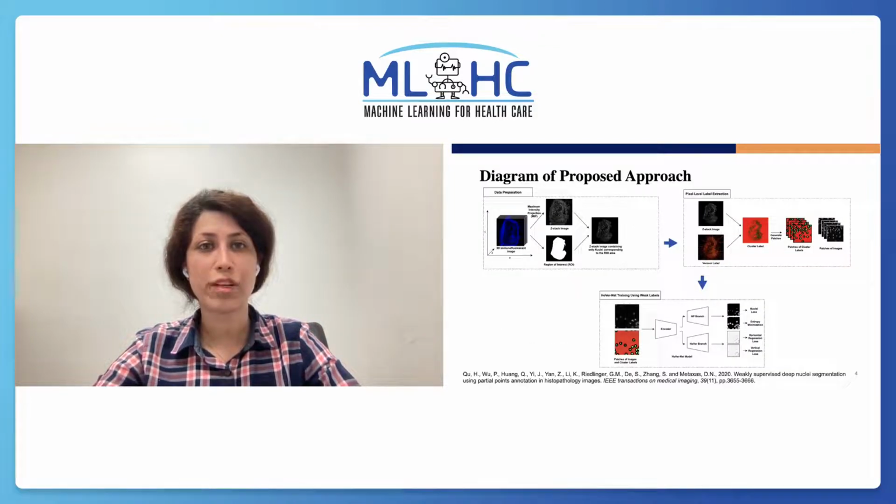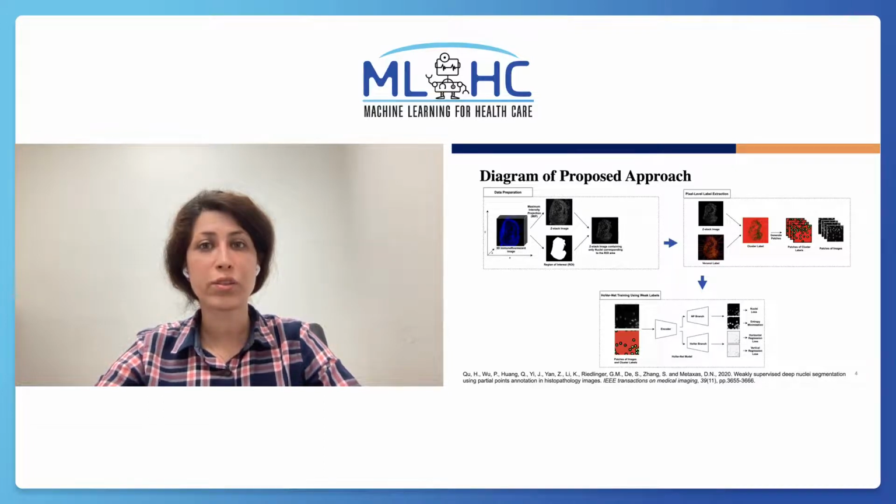This is the diagram of our proposed approach. Here, to train the model, we need fully annotated segmentation masks, but this process is expensive. So we ask experts to perform point annotations, and since these images have variable sizes in the dimension, we collapse these three-dimensional images into two-dimensional images by using maximum intensity projection.